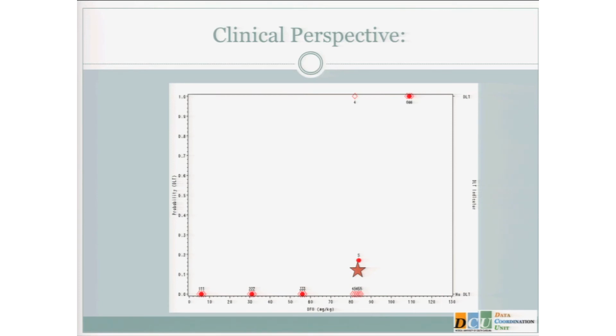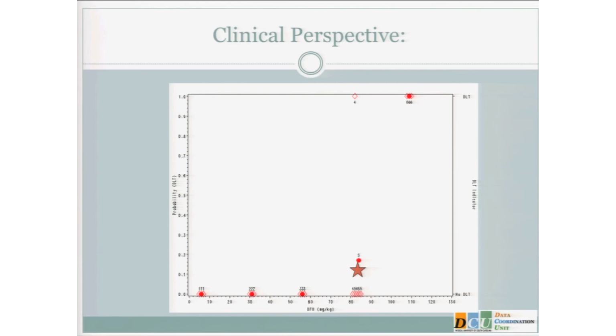So we specified in advance that we would start treating subjects at 7 milligrams per kilogram and increase in units of 25, okay? So we treated the first cohort of subjects at 7 milligrams per kilogram, 3 subjects treated, no target events were observed, so we increased to 32. We treat another 3 subjects, no target events are observed, so we increase to 57. We treat another 3 subjects, no target events are observed, we increase to 82.